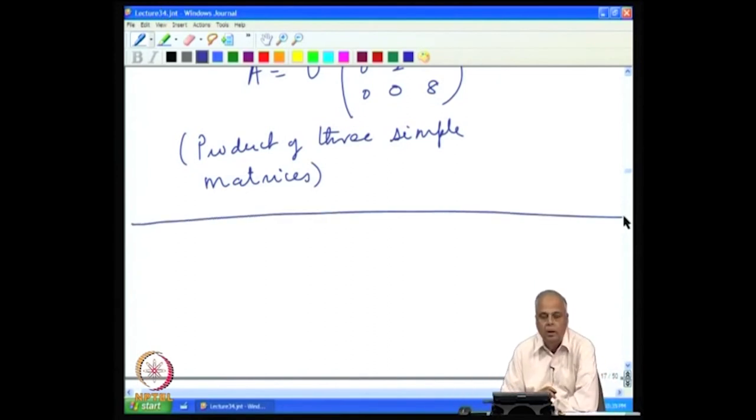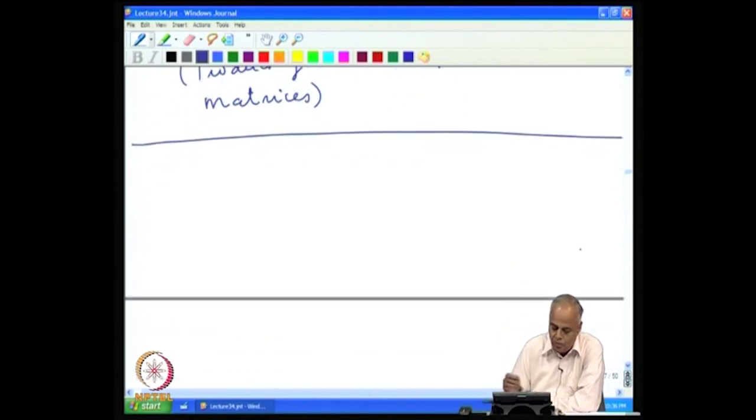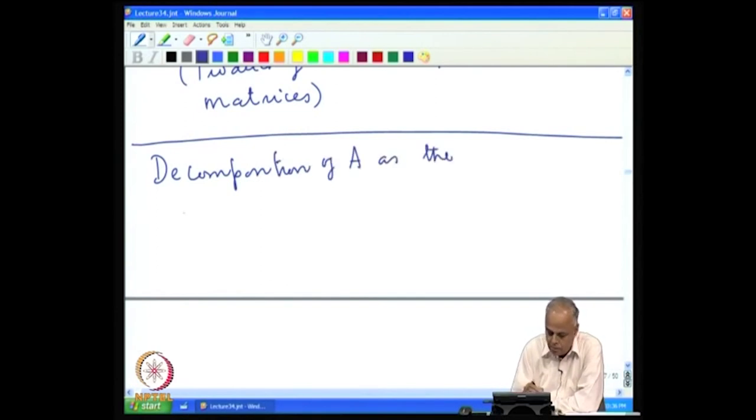We have seen the decomposition of a Hermitian matrix into a product of three simple matrices. Now, we shall look at the same from a different angle and look at the decomposition of the matrix not as a product of simple matrices, but as the sum of simple matrices. So, decomposition of A as the sum of simple matrices. This is our goal. We will say what is meant by simple matrices as we go along.